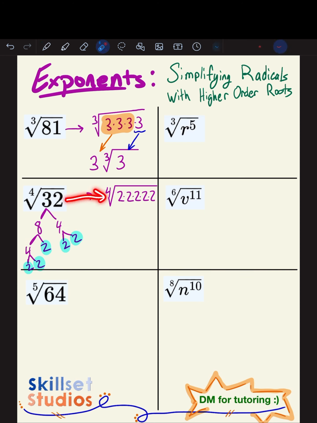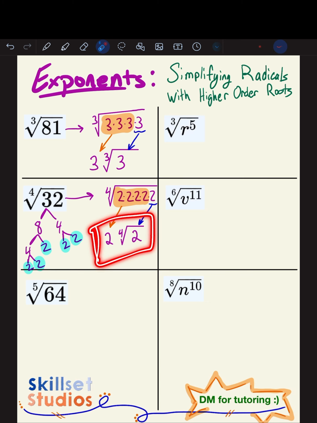So here's that 32 broken down into the 5 2's, and every group of 4 2's can leave. And so this group can leave the radical as a single 2, whereas this one remaining 2 will stay inside of the radical. And then 2 times the fourth root of 2 becomes our final answer.